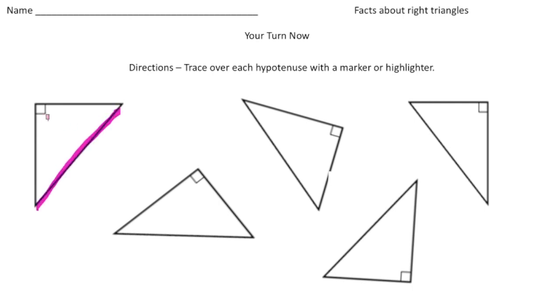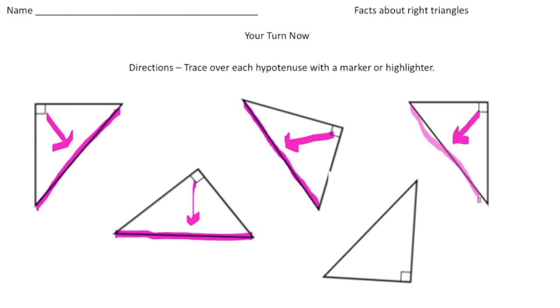Because again, it's directly across from the right angle. So here's a right angle, so the hypotenuse is going to be this side. Here we have the right angle over here, so the hypotenuse is going to be this side here. For this one, there's the right angle, so it's going to be this side. And then finally, the hypotenuse is going to be this side. All right, how'd you do?